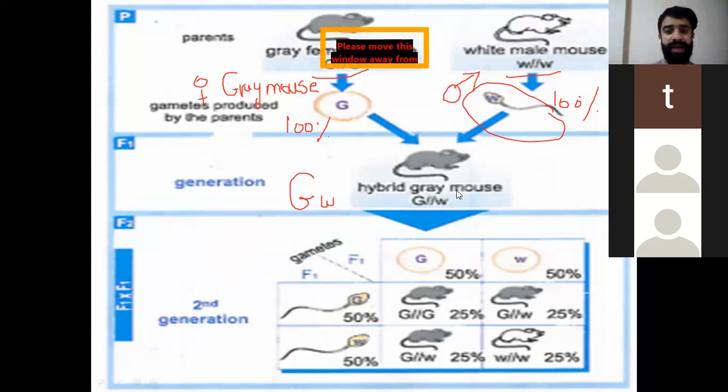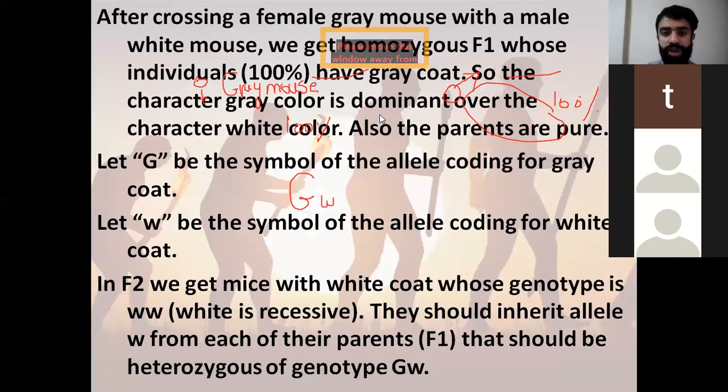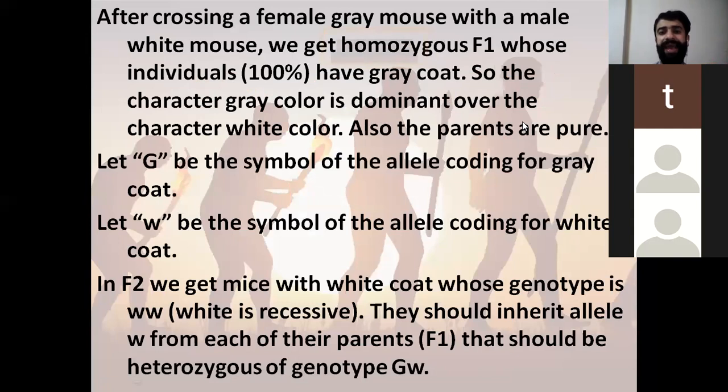In the exam, Tala, I won't give you the symbols. Here they made it a simplified one, and they gave you the symbols, G and W. Your job is to give the symbols. So let's start step by step. First, after crossing a female gray mouse with a male white mouse, what did we get? We get homozygous F1.